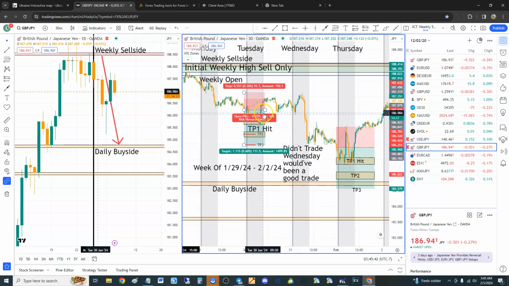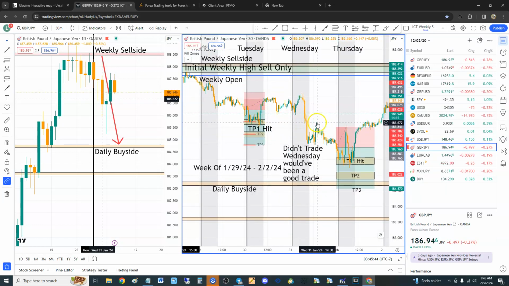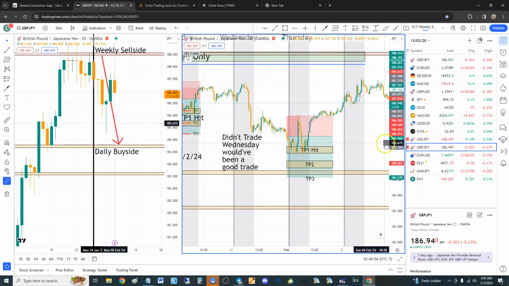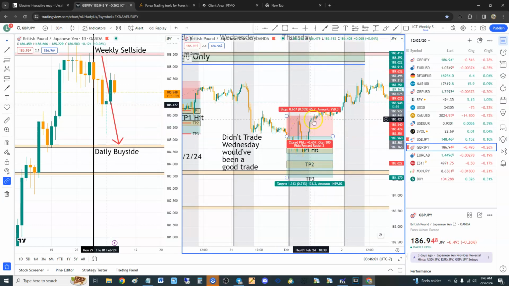By moving stop to break even, look how nice that strategy works. If I was not moving my stop to break even, if I was being greedy, guys, I would have gone stopped out up here probably. Same thing with this trade here on Thursday. If I was not moving my stop to break even after hitting TP1 here, it would have stopped out.